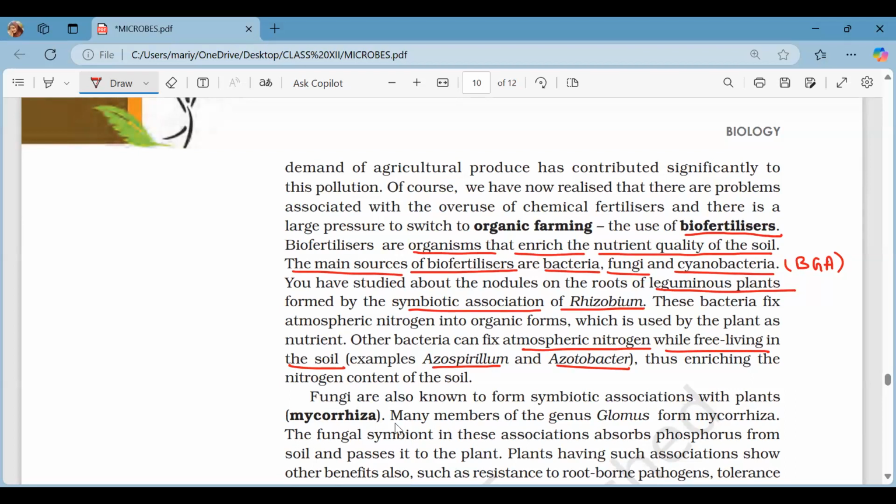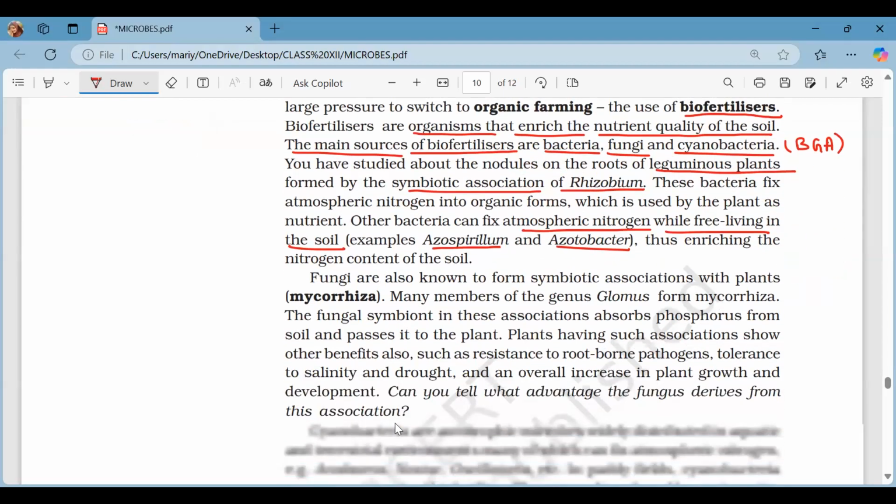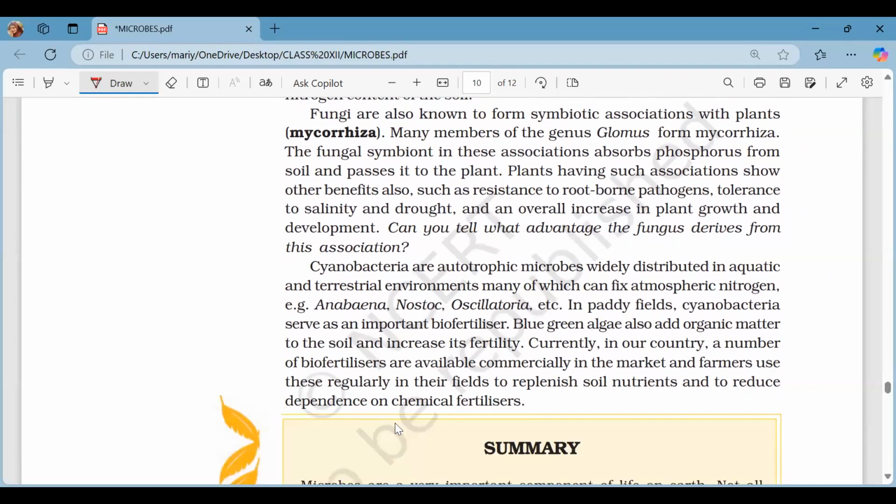So if someone asks you which is the symbiotic nitrogen fixer, you'll say rhizobia, and the free living nitrogen fixers are azospirillum, azotobacter. Now, there are certain fungi also, they are known to form symbiotic association with plants like mycorrhiza. This is the association, right?